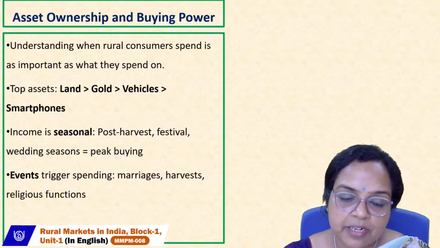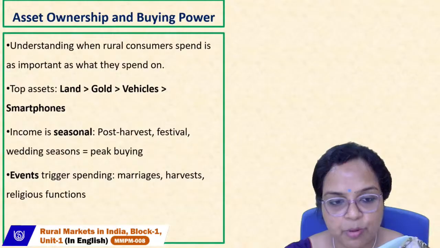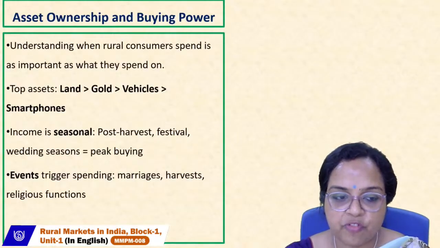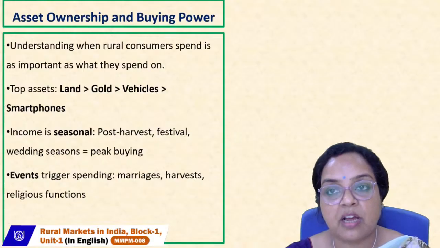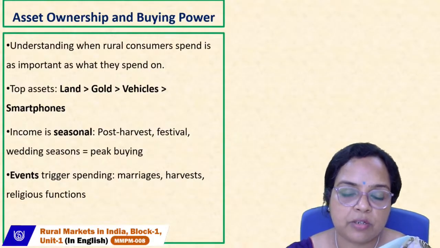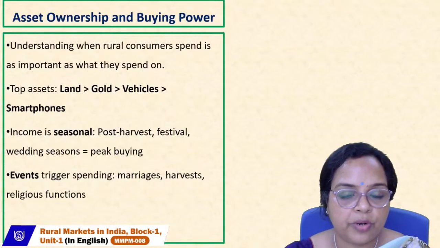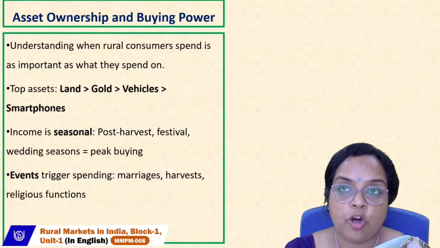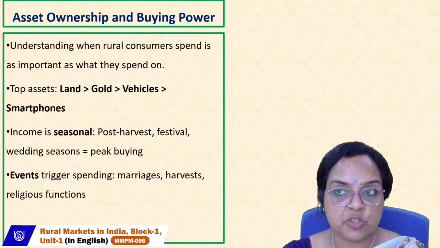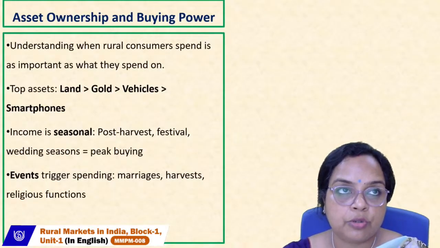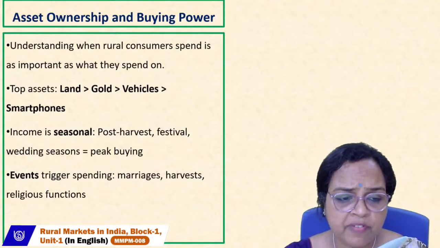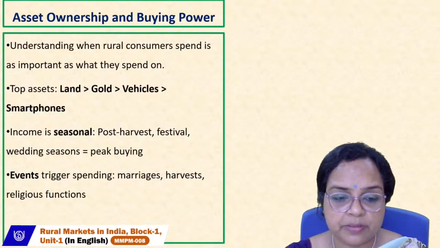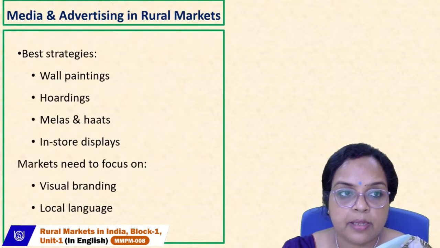Income is seasonal. Either it is high during post harvest, during the time of festivals, Raja, local festivals like Ratha Yatra, or Pongal in the south belt, Lodi in the north belt, like this. Buying behavior is especially visible during the wedding peak seasons. So events trigger spending in the rural belt, majorly marriages, harvest, and religious functions.